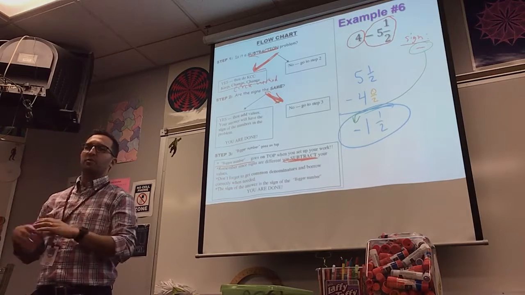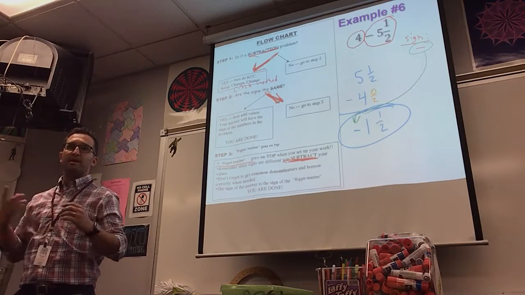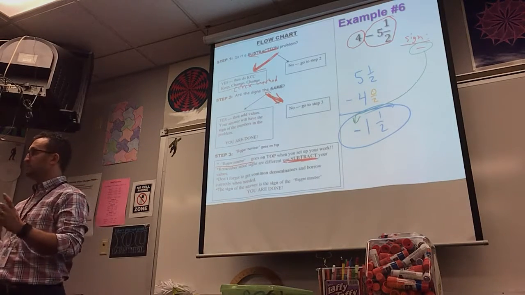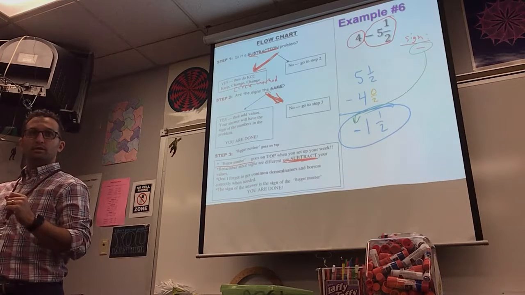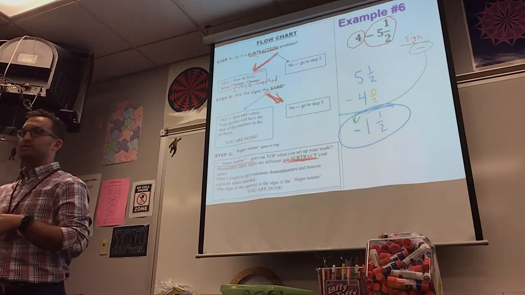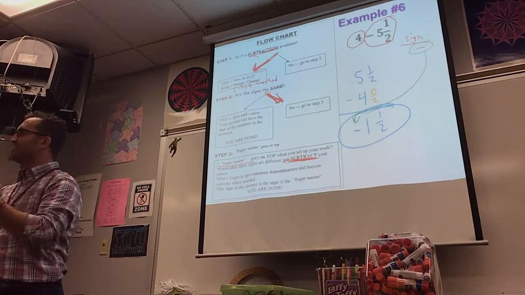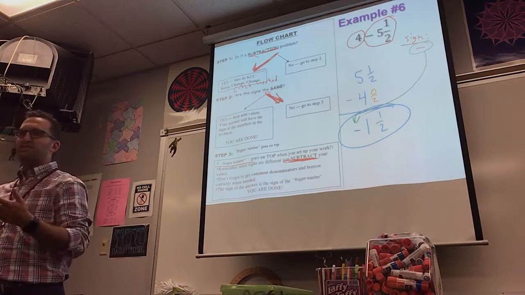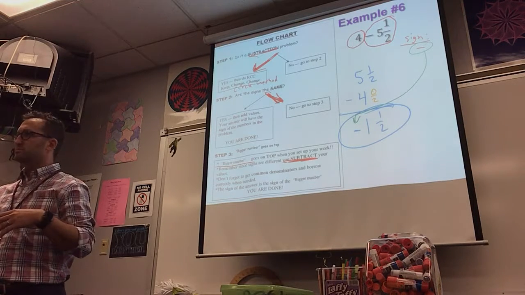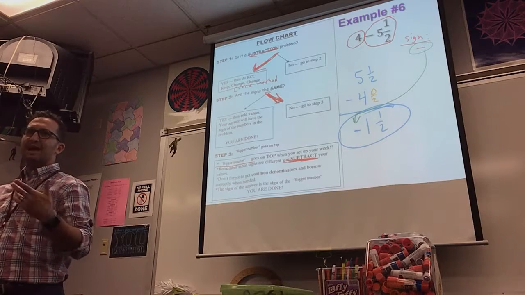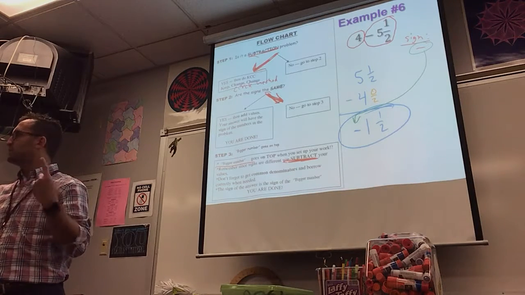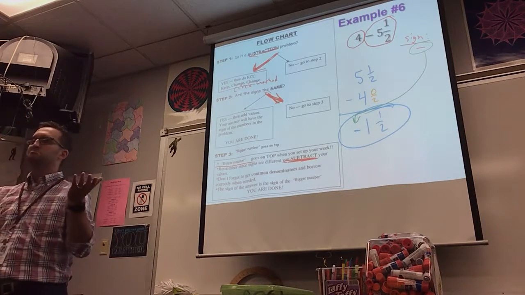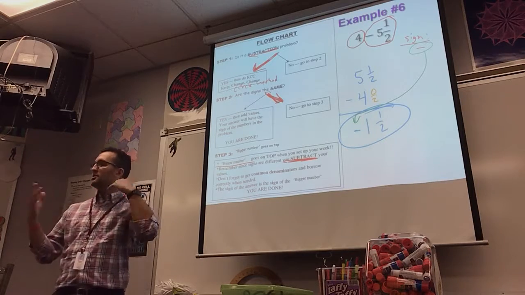Alrighty, how about this? What's 5 minus 4? 1. What's 5 and a cat minus 4? 1 and a cat. It's the same problem, right? 5 minus 4, 5 and a cat minus 4. The only difference is we have to add a cat in there. 5 minus 4 is 1. 5 and a cat minus 4 is 1 and a cat. It's just a little bit extra.